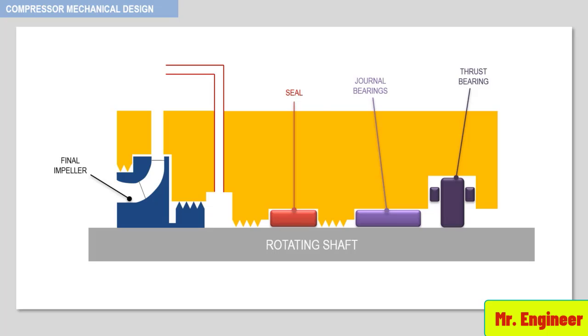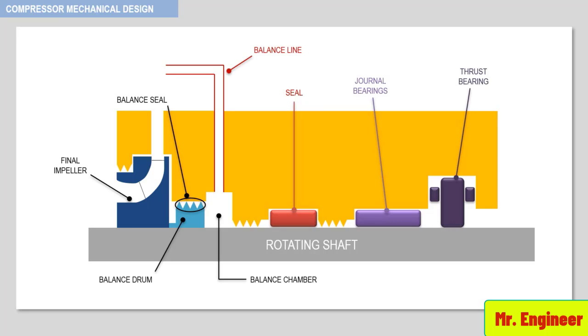You can see here a cut section of a typical centrifugal compressor with the impeller, the rotating shaft, the mechanical seal, the journal bearing, and the thrust bearing. The balance system includes the balance drum, the balance seal, the balance chamber, and a balance line which usually runs from the balance chamber to the compressor section. The balance system reduces thrust by providing a thrust force which counteracts the total impeller thrust force, therefore reducing the thrust bearing load.